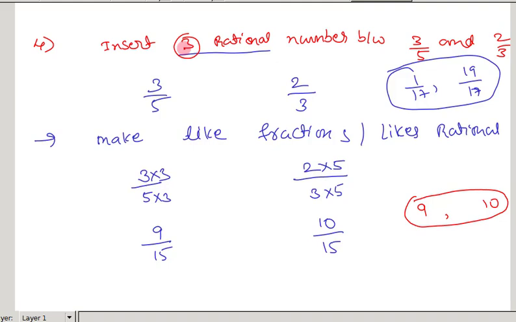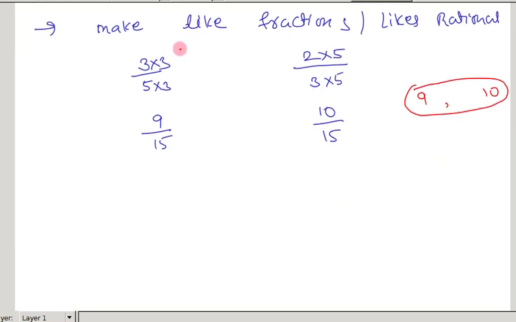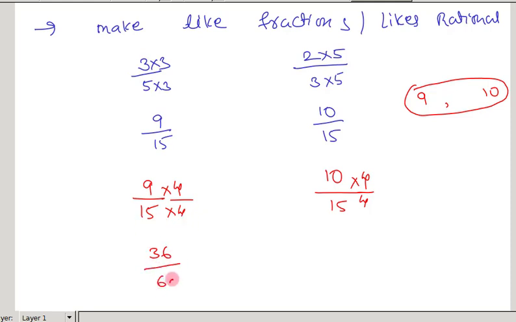What is the successor of 3? That is 4. So, to insert 3 rational numbers between 9 by 15 and 10 by 15, you need to multiply each fraction by 4 by 4. 9 by 15 should be multiplied by 4 by 4, and 10 by 15 is also multiplied by 4 by 4. Then 9 fours are 36, 15 fours are 60, and 10 fours are 40, 15 fours are 60.